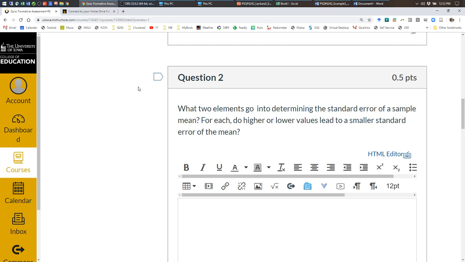Okay, good. All right, number 2. What two elements go into determining the standard error of a sample mean? So I told you didn't have to memorize formulas, but it's sigma over the square root of the sample size. Boom! Mathiest thing I've ever said in my life. And sample size, by the way, what letter? Big N. Italicized.